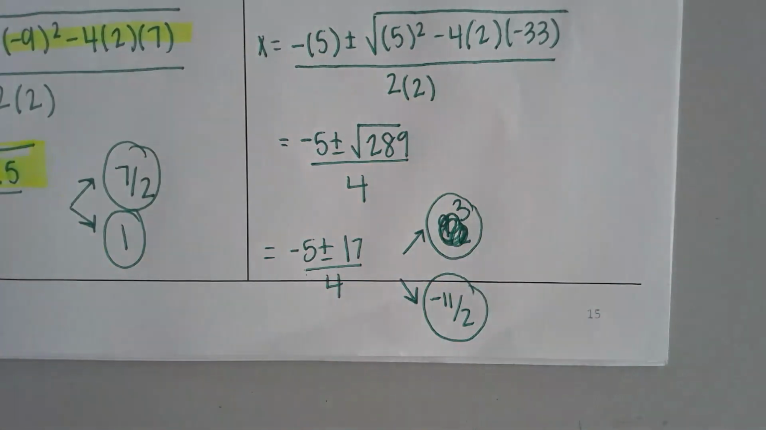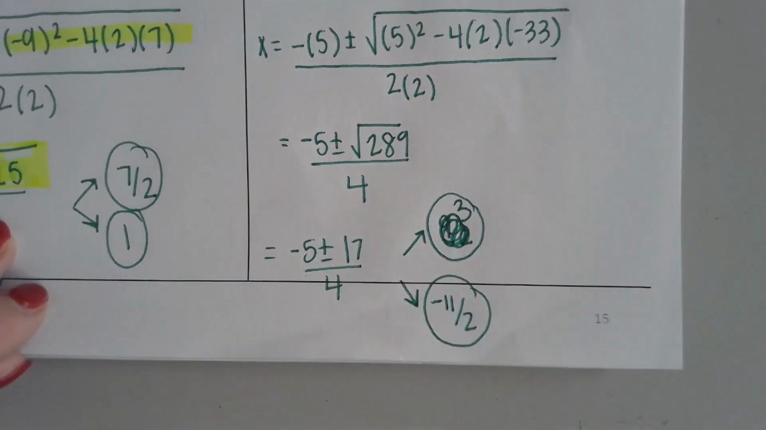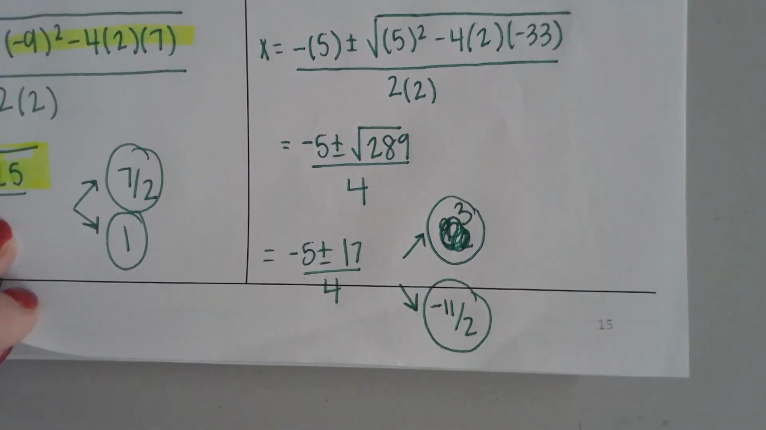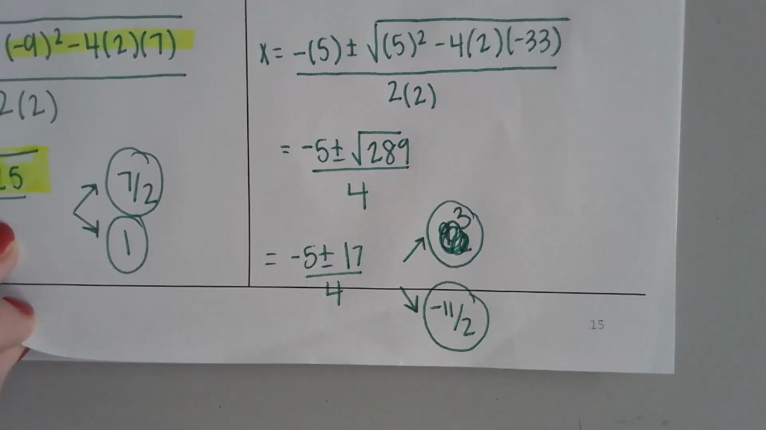Okay, you should have 3 and negative 11 over 2. Are there any questions? You're going to start seeing some that you do not get a perfect square when you do the square root part.